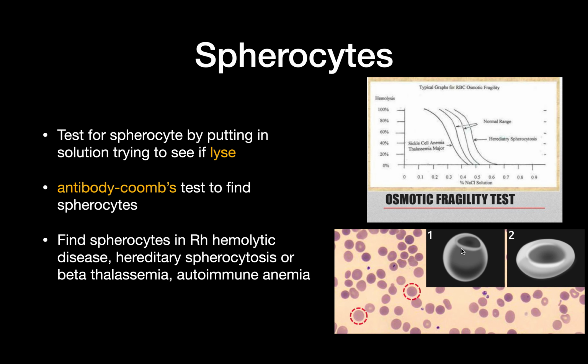Spherocytes are going to be fragile cells, especially in a solution, because there is too much surface area versus a biconcave disc, and it goes to the right for the osmotic fragility. You use the antibody Coombs test to find the spherocytes, sorry, not schistocytes. And those are characteristic in Rh hemolytic disease, hereditary spherocytosis, beta thalassemia, or some kind of autoimmune anemia.